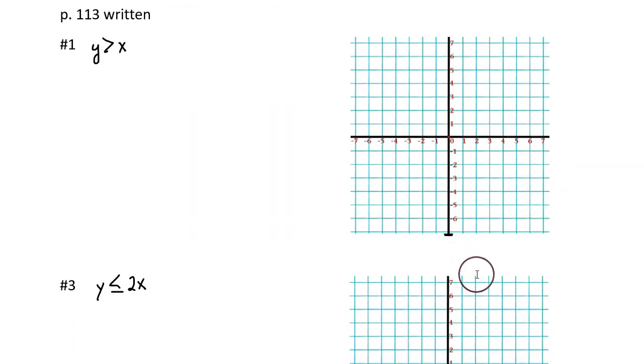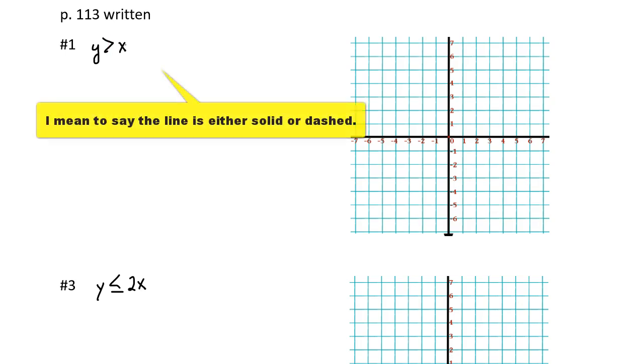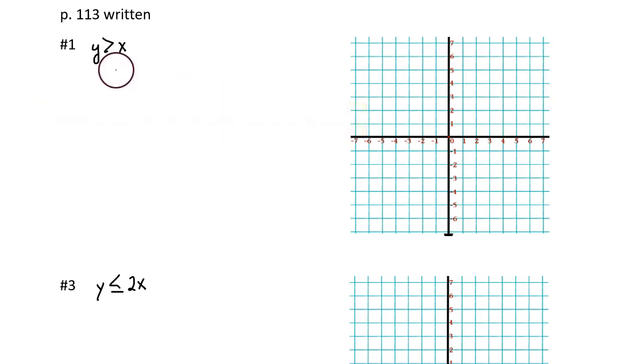Now we have the written exercises, and we're asked to make a lot of graphs. For number 1, we have a single inequality, y is greater than x. The graph of this inequality will have a boundary line. That line will be either solid or dashed, and it will have shading on one side or the other of the boundary line. First, let's find the boundary line.